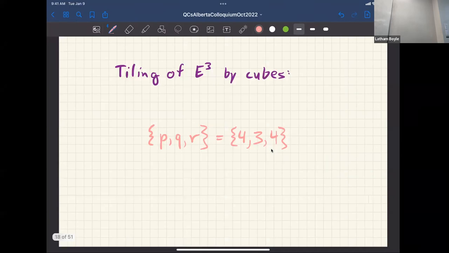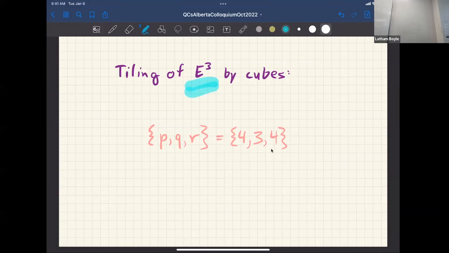Okay. So now to briefly give an example of how things work in higher dimensions, let me first explain how the Schläfli notation goes to higher dimensions. Imagine we now go up to three-dimensional Euclidean space. There's only one regular tessellation of three-dimensional Euclidean space, which is just the one you naturally think of: stacking cubes.